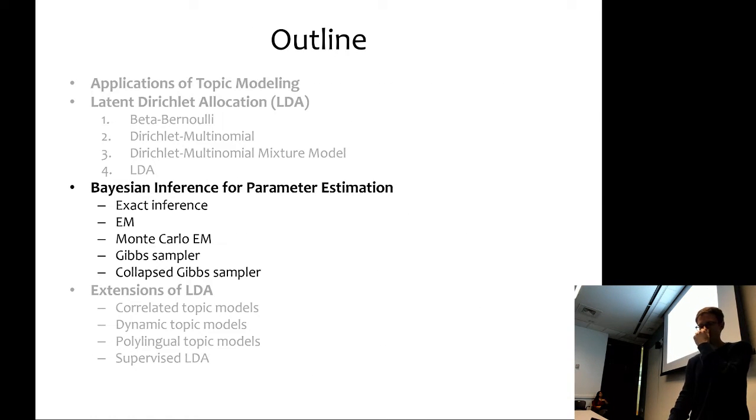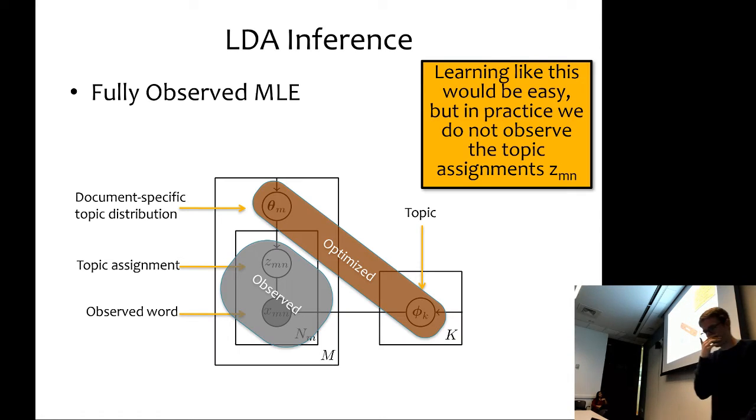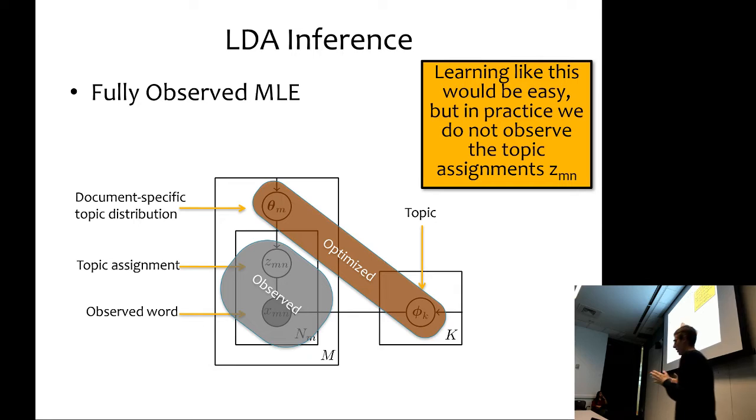Okay, so now we want to have this discussion of Bayesian inference for parameter estimation. And so to do that, we want to begin by thinking about what it would be like to learn this model if we were just treating it as a fully observed Bayesian network learning problem. Okay, so this is the problem that we solved many lectures ago, where we said that this just boils down to count and divide.